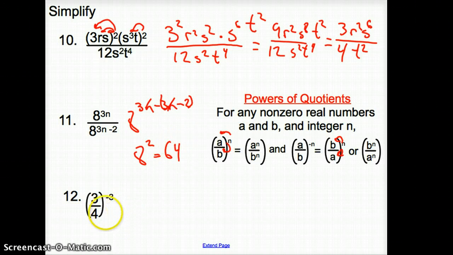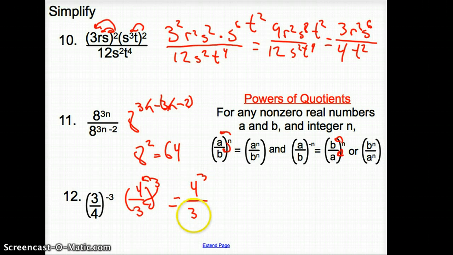Next one here, 12. All right, look, we have 3/4 to the negative third. What happens to that negative exponent? Let's go ahead and get rid of the negative exponent, so I'm going to rewrite it as 4/3 to the third. Now we can go ahead and reverse distribute. It's kind of like distributing that 3 to the 4 and the 3, so it's 4 to the third all over 3 to the third. And remember, those are cubes, so it's going to be 4 times 4 times 4, which is 64 over 27. 3 times 3 times 3 gives us 27.